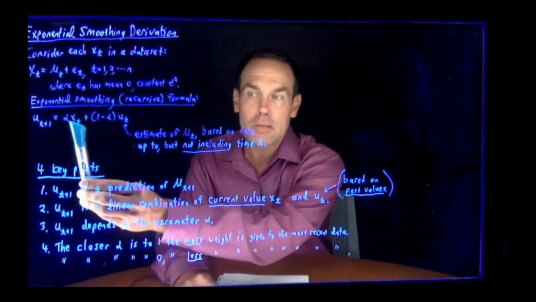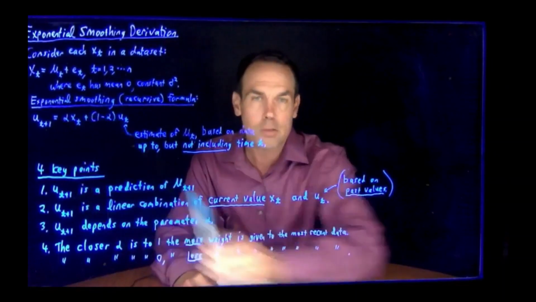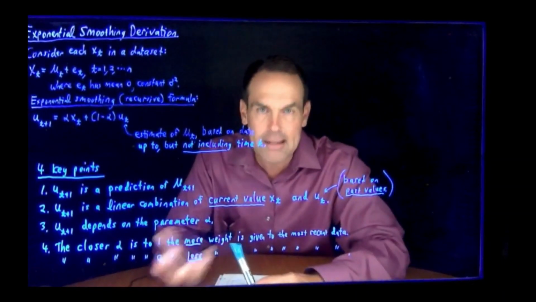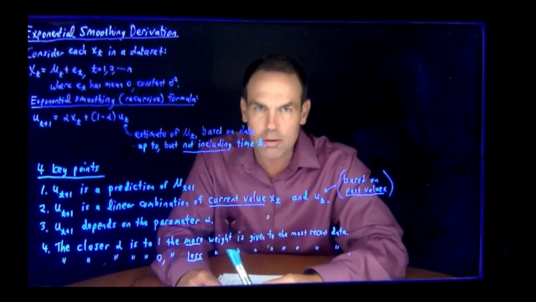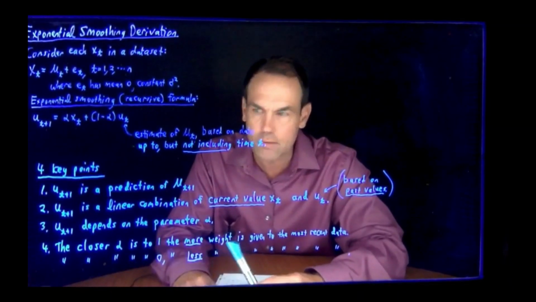Alpha ranges from 0 to 1. Changing that from 0 to 1 really shifts this weight. So it's nice and flexible. That's why the selection of alpha is an important thing. We'll talk about that in just a few minutes.